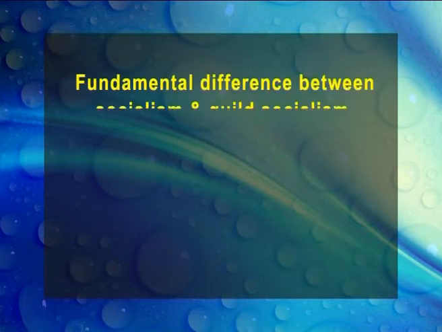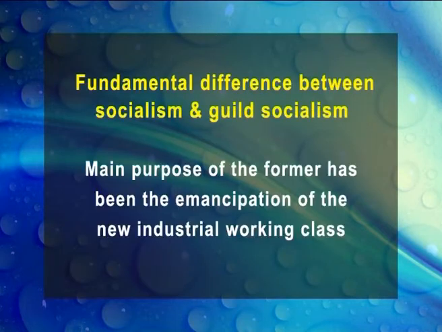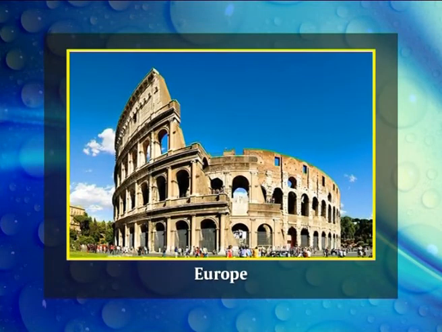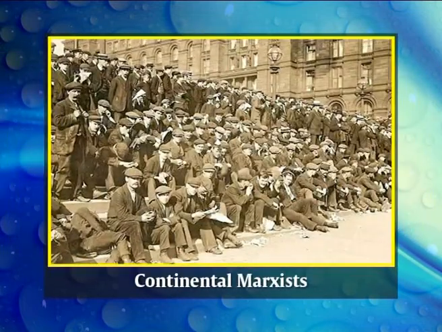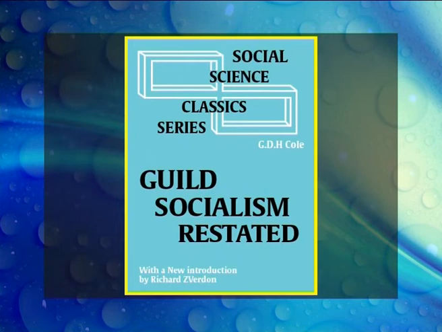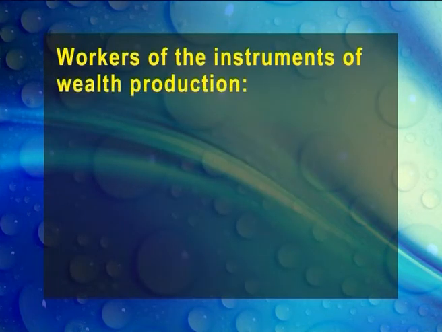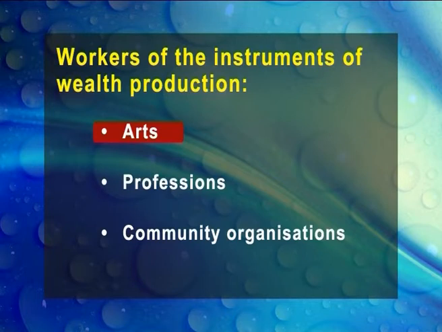The fundamental difference between socialism and Guild socialism is that the main purpose of the former has been the emancipation of the new industrial working class that arose in Europe in the 19th century, which the British reformist socialists and pre-1914 continental Marxists looked to achieve through the ownership and control of industry by the community via the instrument of the state. Whereas Guild socialism sought direct control by the workers of the instruments of wealth production, including the arts, professions, and community organizations.